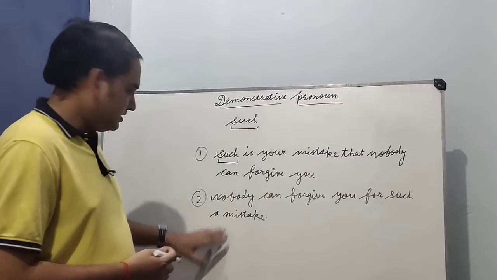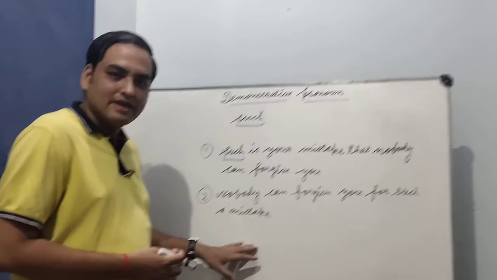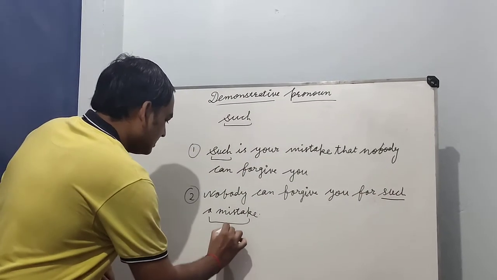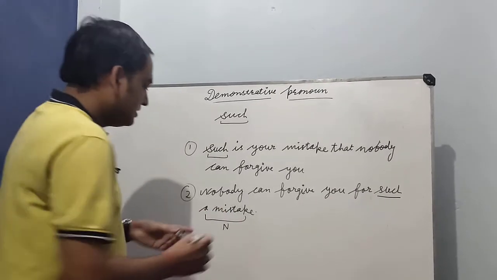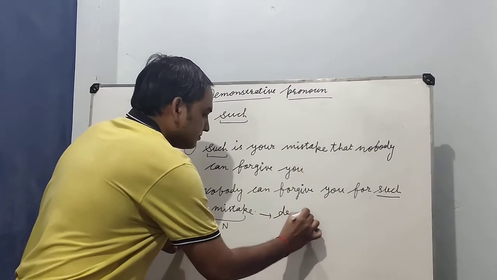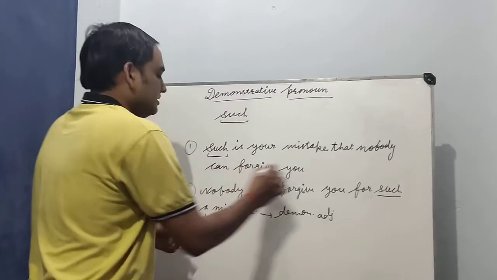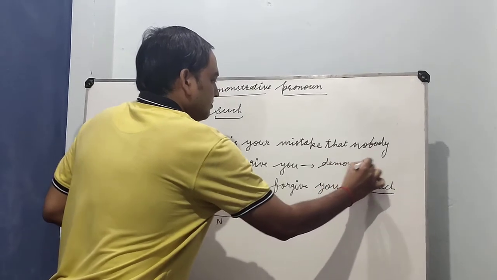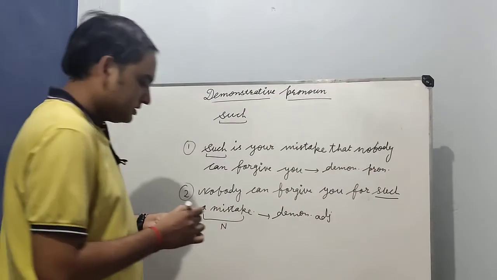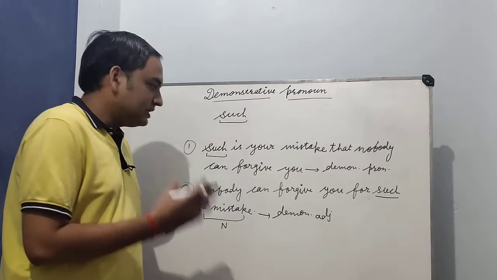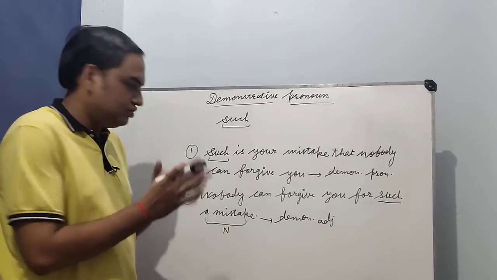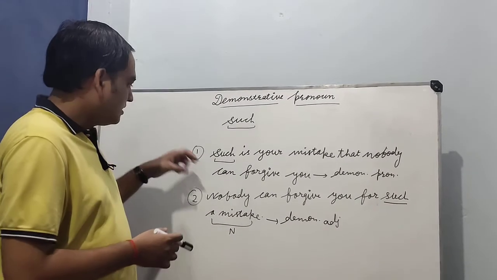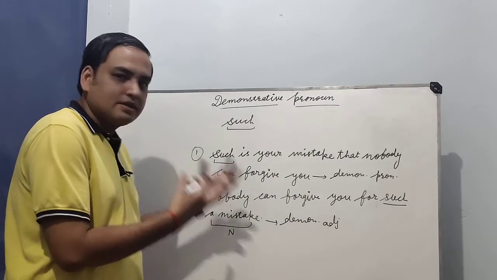What is the meaning of the second sentence? Nobody can forgive you for such a mistake. Okay, we are using "such" here as an adjective to qualify the noun, a mistake. It means that this is a demonstrative adjective and the earlier sentence represents a demonstrative pronoun. Okay, so guys, it is clear for you to understand how we can use "such" in sentences, as a demonstrative pronoun and as a demonstrative adjective.